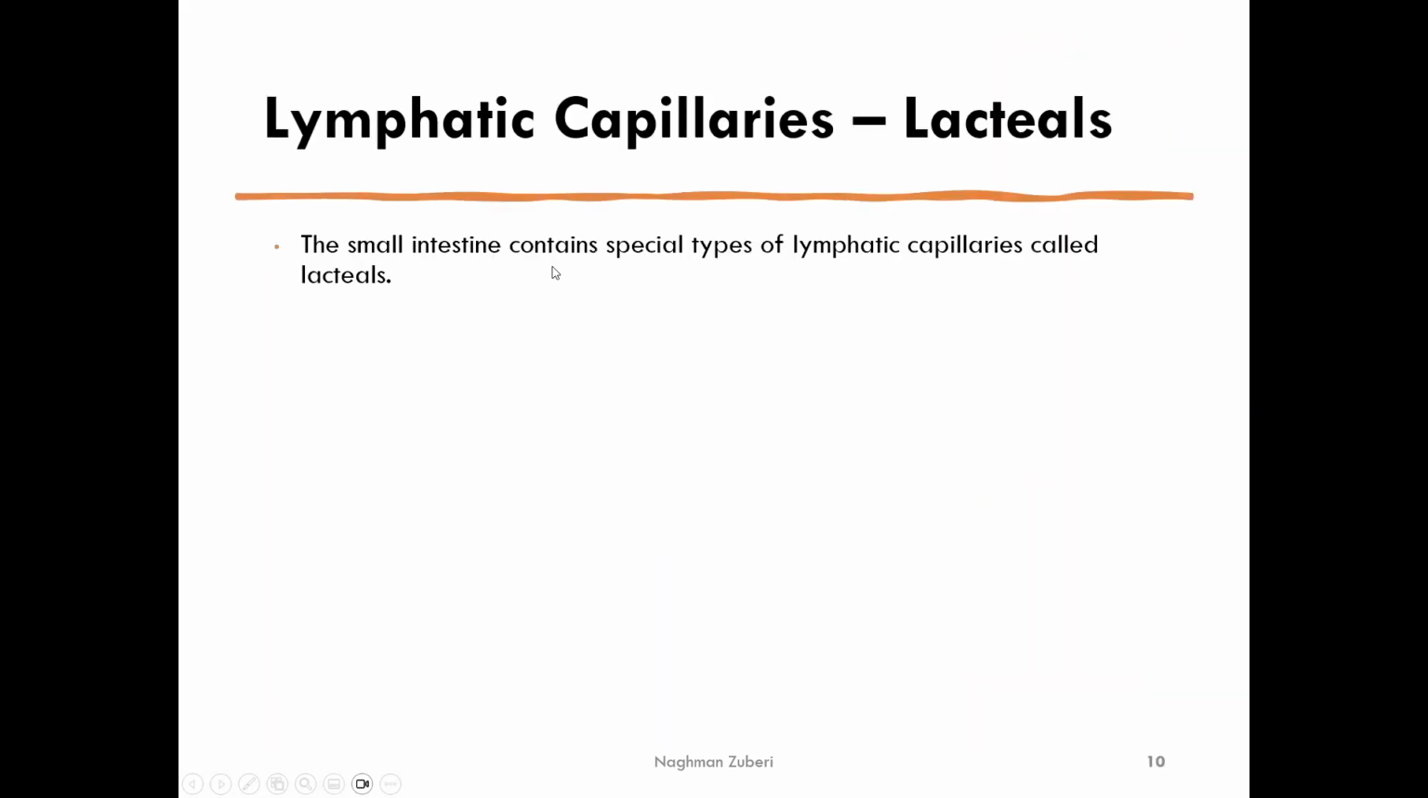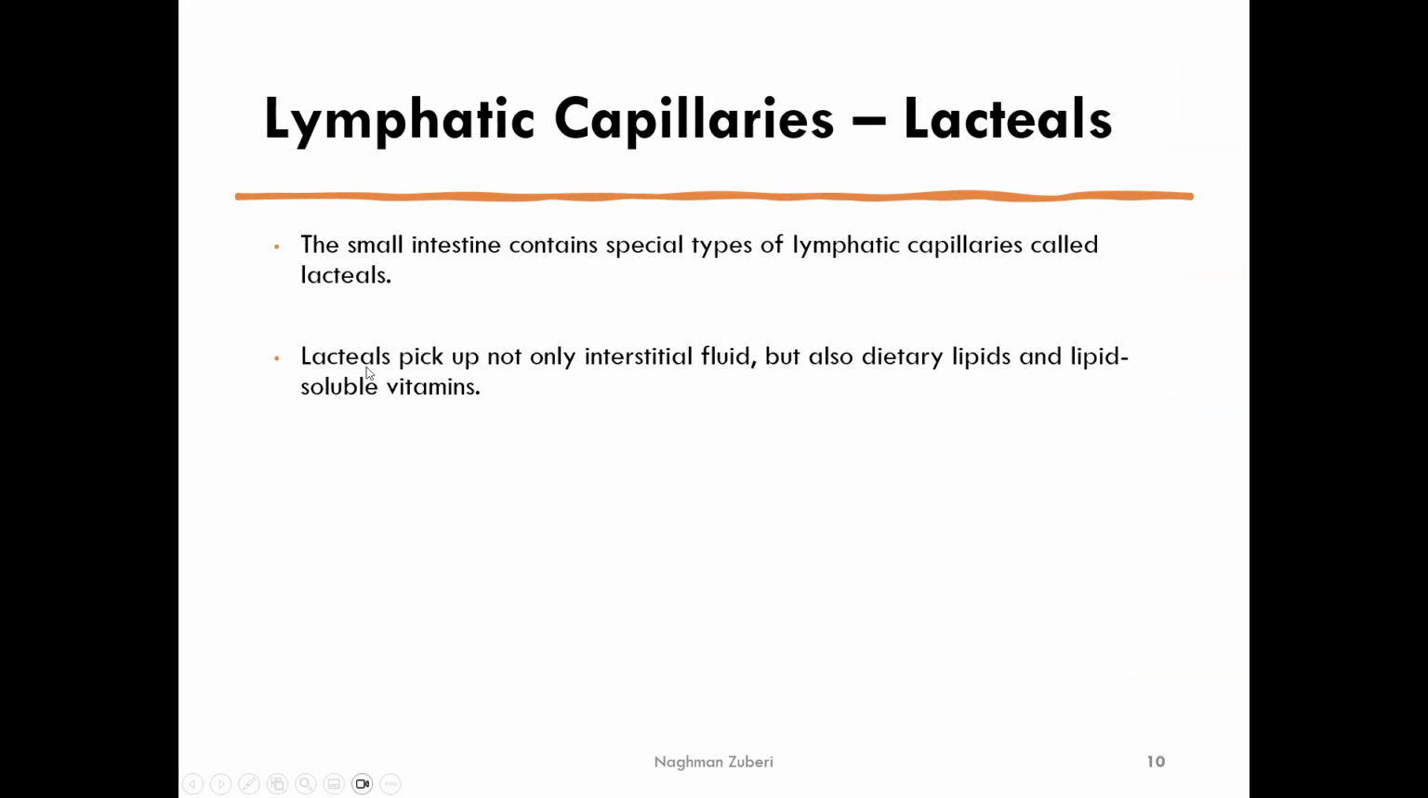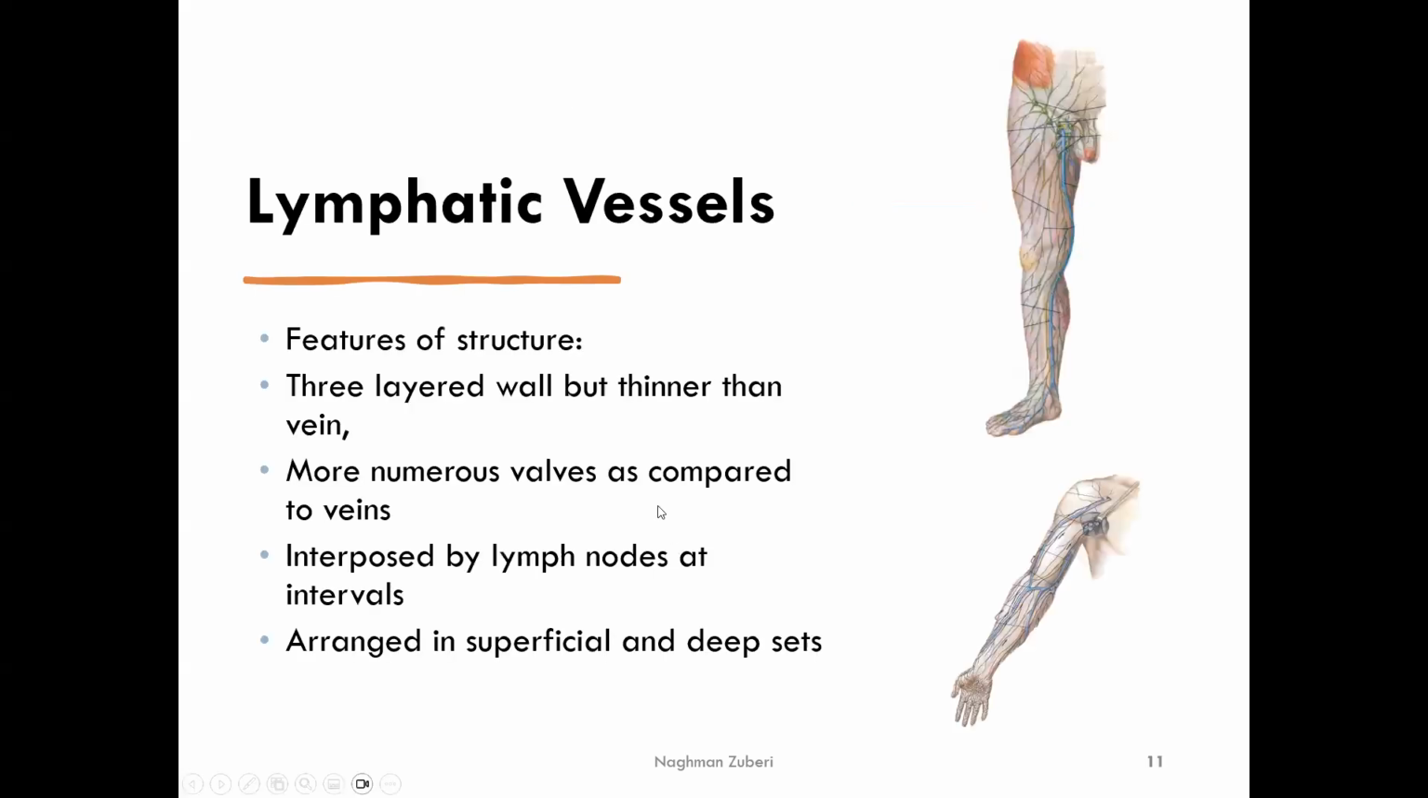Lacteals. The small intestine contains special types of lymphatic capillaries, which we call lacteals. Lacteals pick up not only interstitial fluid, but also carry dietary lipids and lipid-soluble vitamins. The lymph of this area has a milky color due to the lipid, and we call it chyle.